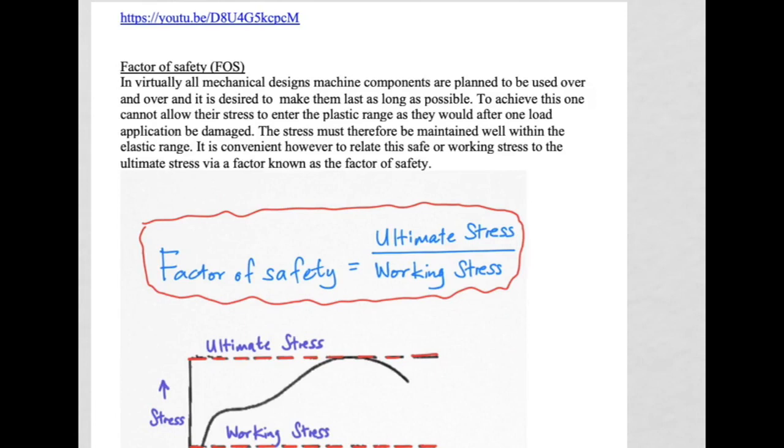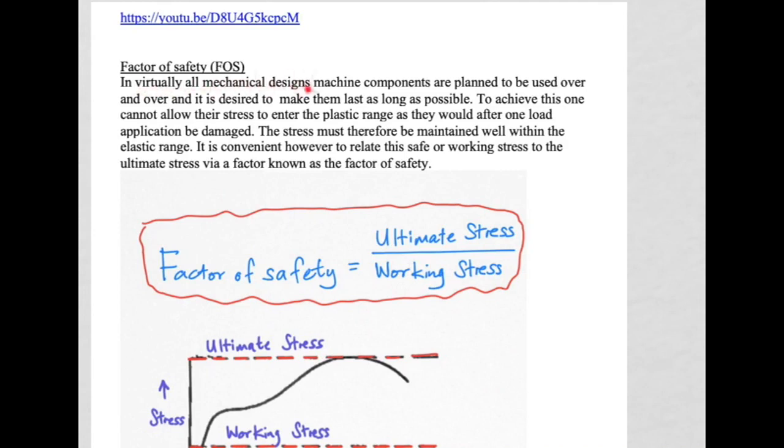Now, if you're designing a component and you don't wish the component to fail prematurely, and you wish to use the component a number of times, which in most cases would be what you want to do, then you would try and keep your stress way below the ultimate stress. And you would want to keep the stress at what we call a working stress. Now, to achieve that in an orderly fashion, we come up with this factor of safety. Now, the factor of safety is simply the ultimate stress divided by this working stress that you are going to use in your designs.